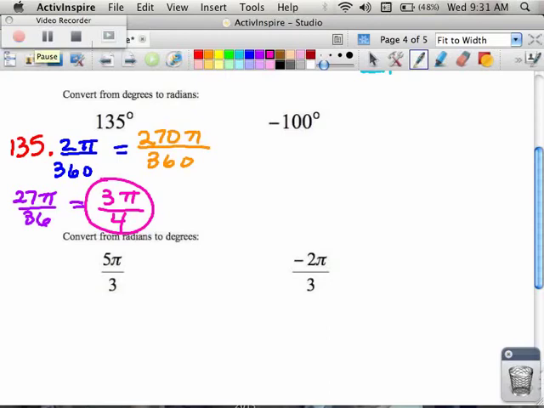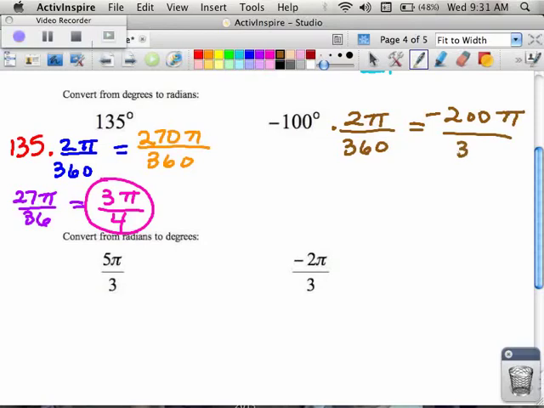Second example, negative 100. In order to change it into radians, I multiply by 2 pi over 360. Now you can do, again, pi over 180. It's the same thing. When I multiply those together, I get negative 200 pi in the numerator and 360 in the denominator. My brain tells me, oh look, 10 goes into both of those things. So now I've got negative 20 pi all over 36.